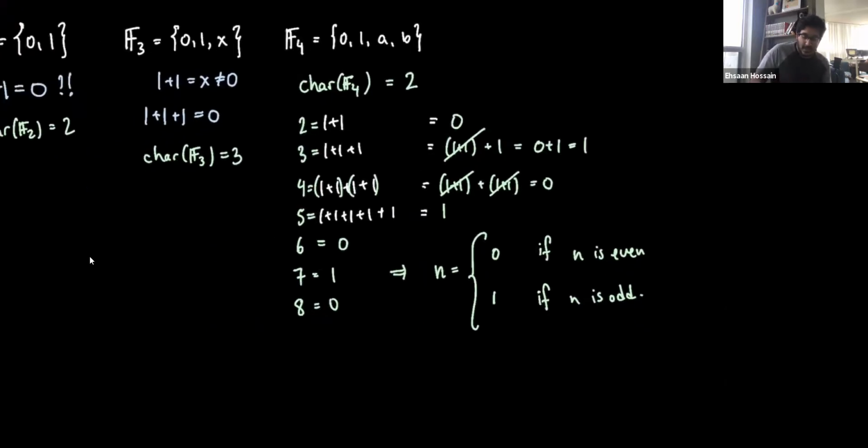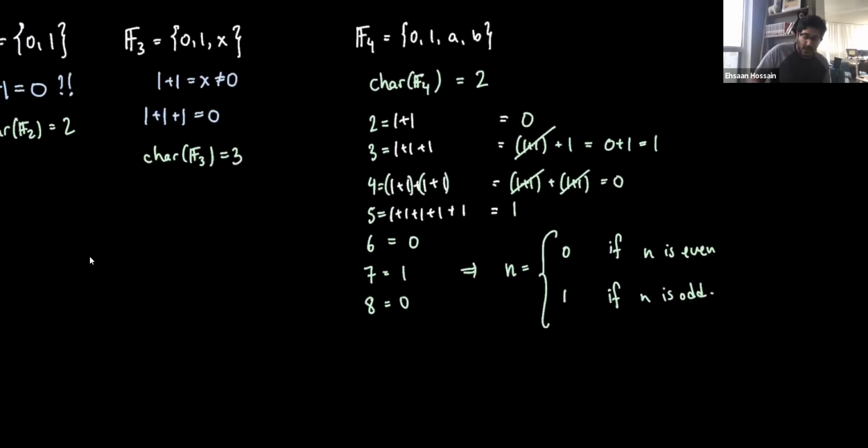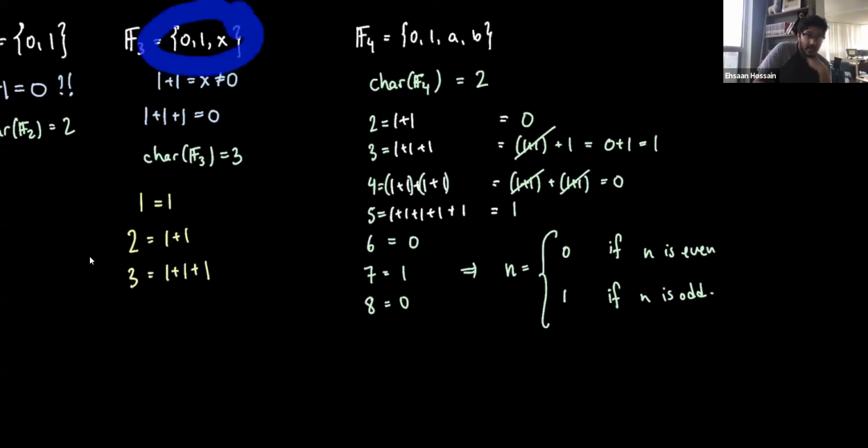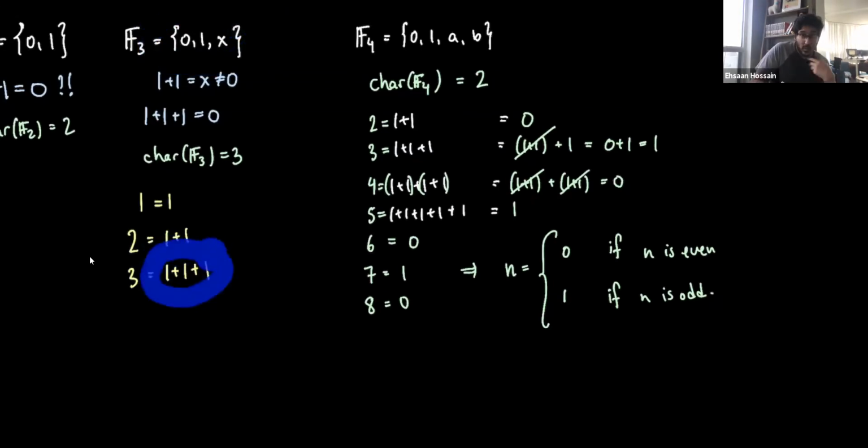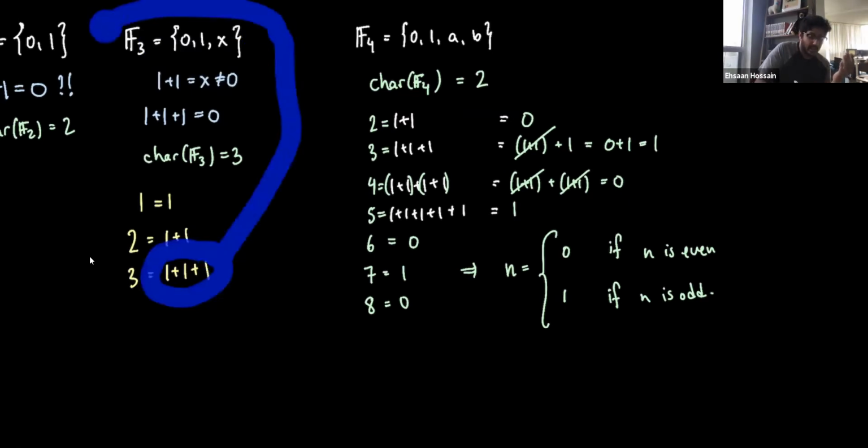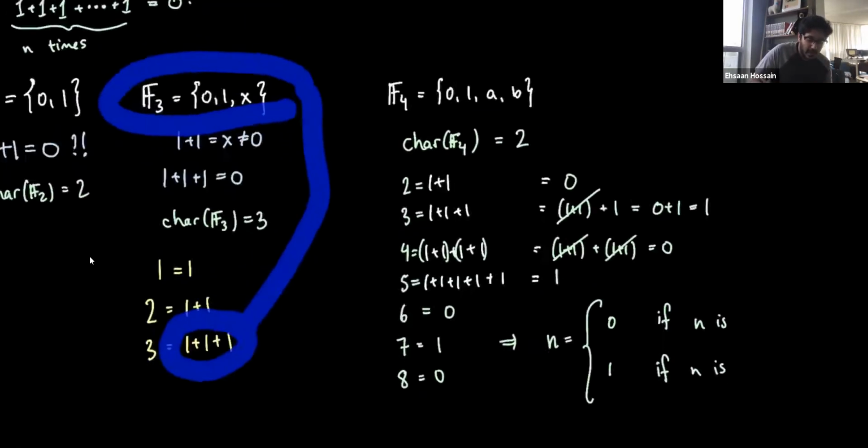Let's try to do something similar for F3. Let me make some space again. For F3, what do I do? Let's figure out what, well, 1 is just 1. 2 is 1 plus 1. 3 is 1 plus 1 plus 1. And I know I said, oh, wait a second, there's no 3 in this set. I'm defining 3 to be 1 plus 1 plus 1. Whatever that is, it is in F3. In any field, you can define an integer.